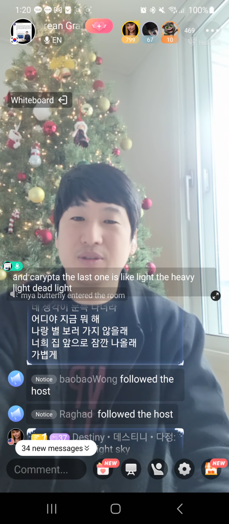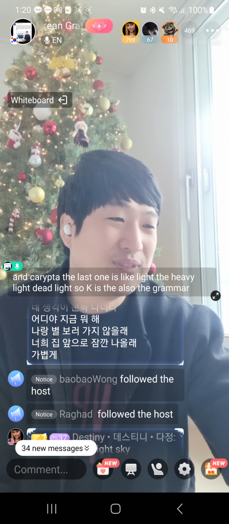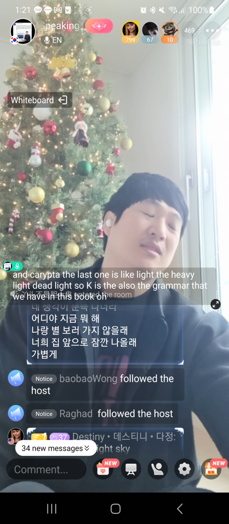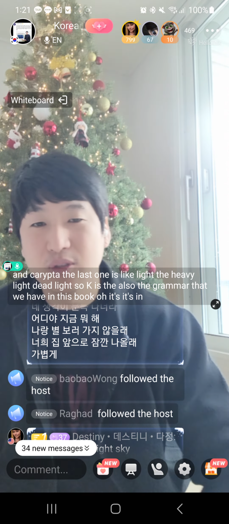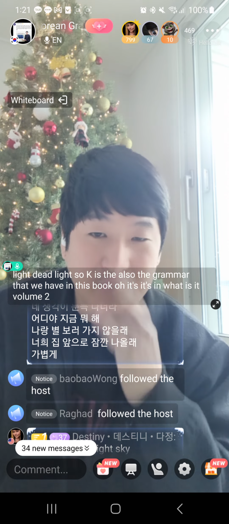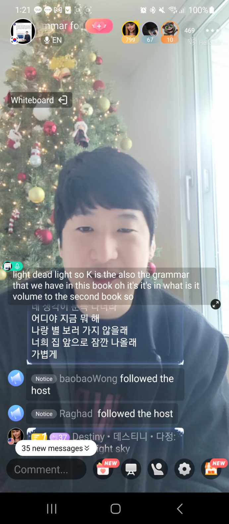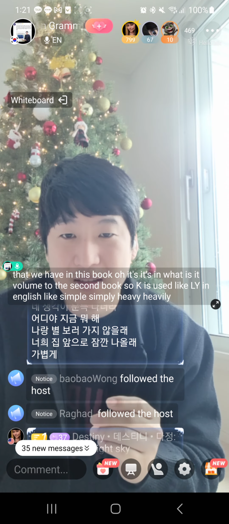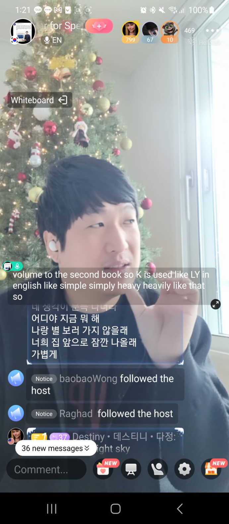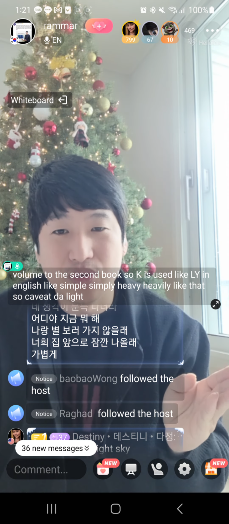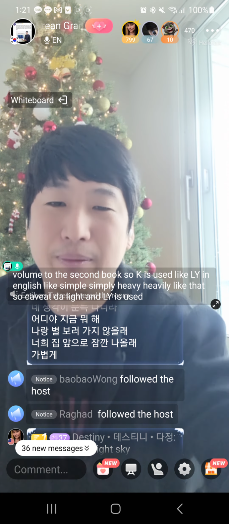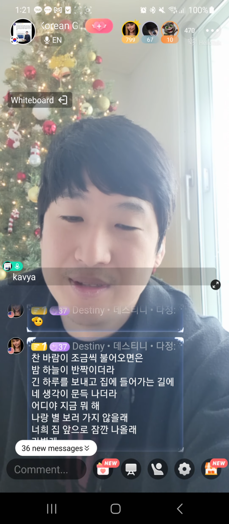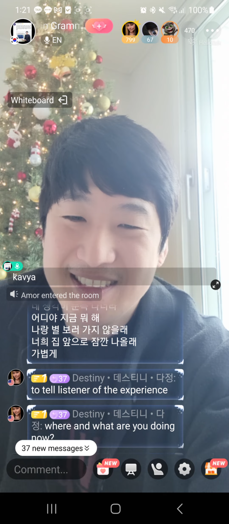So 게 is also a grammar point that we have in this book. It's in volume 2, the second book. 게 is used like "-ly" in English, like simple, simply, heavy, heavily. So, 가볍다, light, and "-ly" is used. So, lightly, 가볍게. So, that's that.